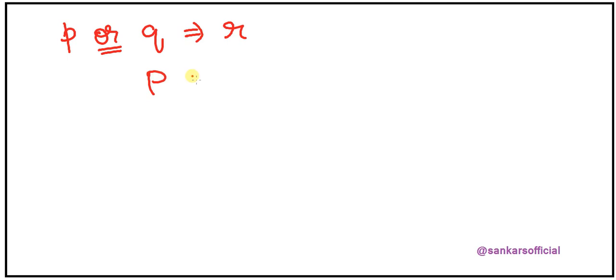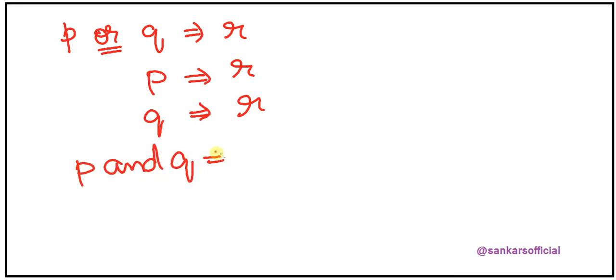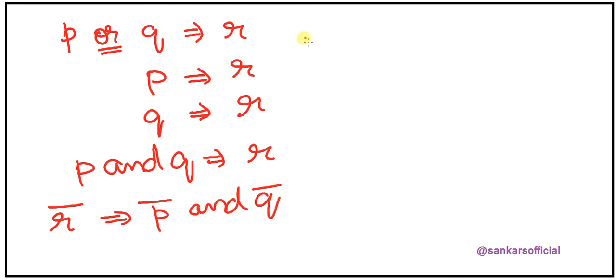P happens or Q happens, then R happens. So if P alone has happened, then definitely R is going to happen. If Q alone has happened, then definitely R is going to happen. If P happens and Q happens, then also definitely R is going to happen. Now I can also conclude that if R has not happened, then P has not happened and Q has not happened. P or Q implies R.